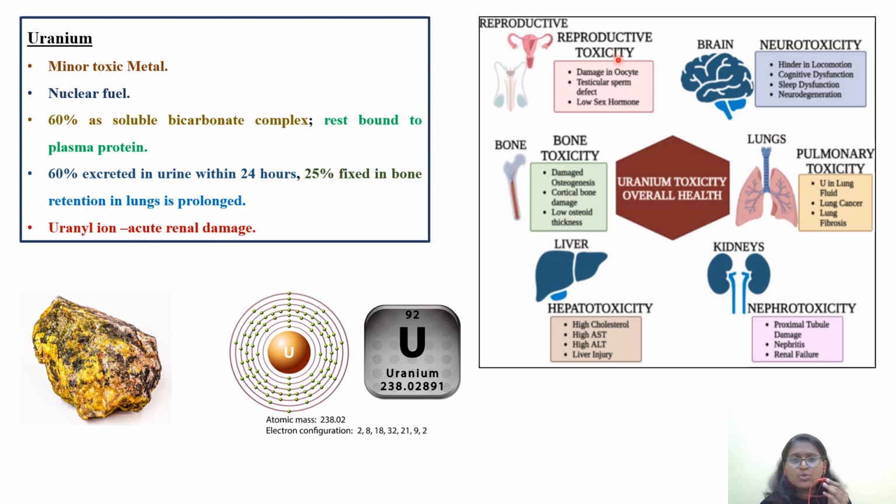You can see how uranium is affecting reproductive toxicity. There is damage in oocytes, testicular sperm defect, low sex hormones. So these are the things which uranium causes.